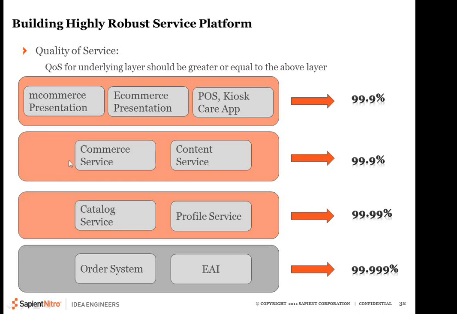If one channel goes down, it should be fine, but you don't want this layer to go down because it might be catering to multiple channels. So if you look at the order of availability, it should always be increasing, or it should be the same. So this is just one kind of performance factor that we want to consider while building the platform.